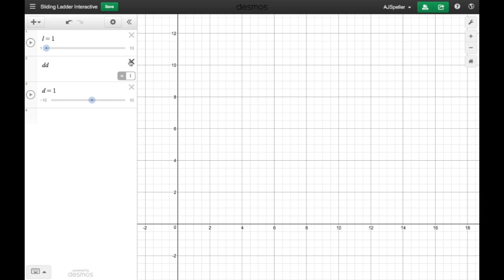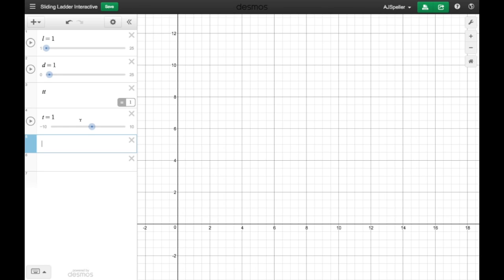With d, I want that to be limited to go from 0 to 25, and let's make that also move in steps of a tenth. Let me go back up to this one. Let's not make it 13. Let's just make it 25 so it can be variable. All right, so we've got the ladder, and we've got the rate at which the bottom of the ladder is moving. Now let's put in time. For this problem, I'm going to set the time to go from 0 to 26, based off of what we just talked about.